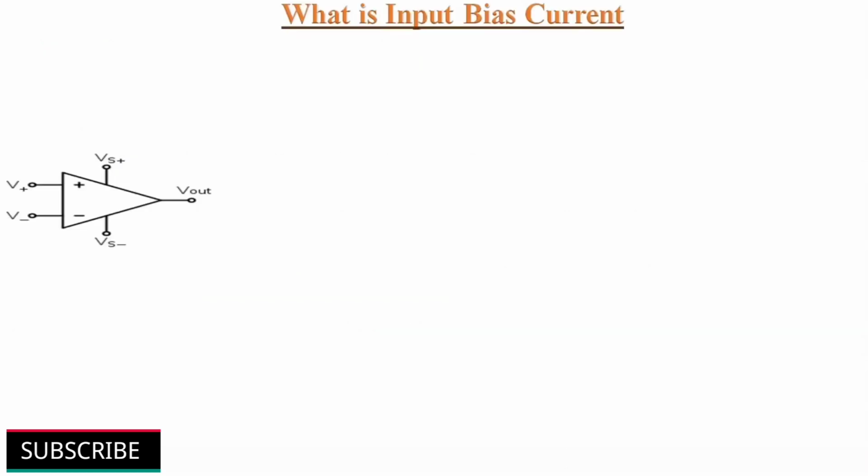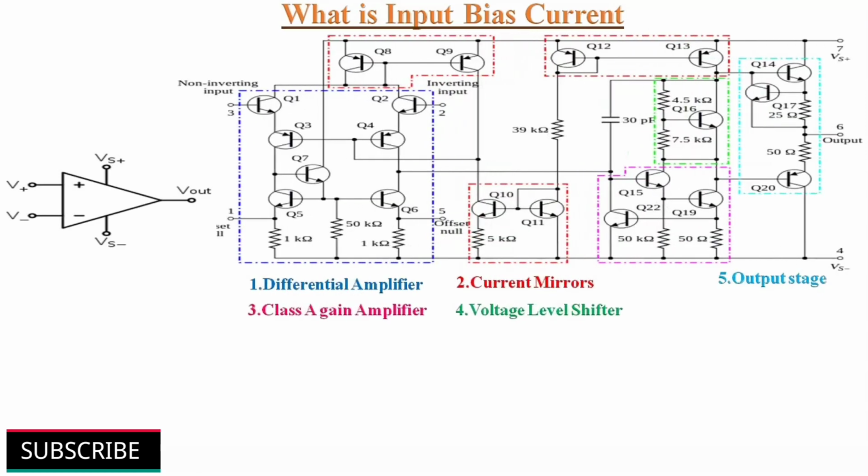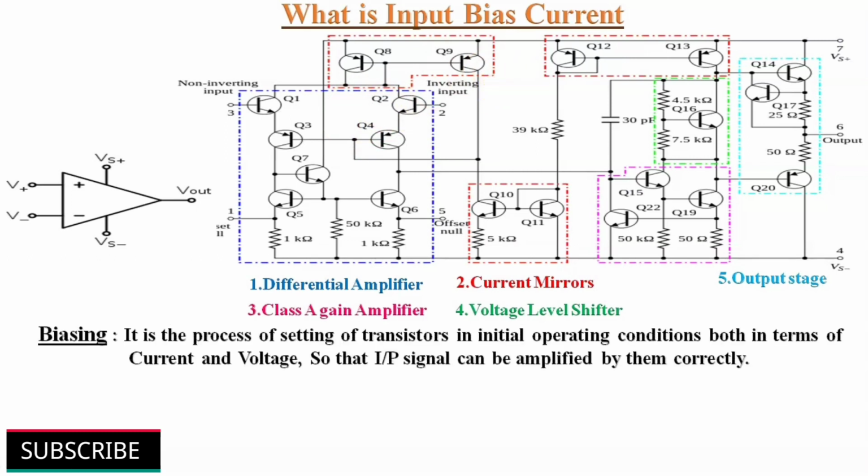What is input bias current? If you explore the internal circuit of an operational amplifier, there are mainly 5 stages and each stage consists of several transistors, and the first stage is the differential amplifier stage. The transistors in each stage need proper biasing. As we know, transistor biasing is a process of setting transistors in initial operating conditions, both in terms of current and voltage, so that the input signal can be amplified by them correctly.